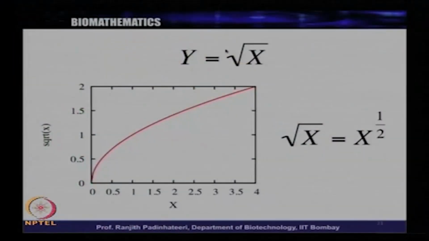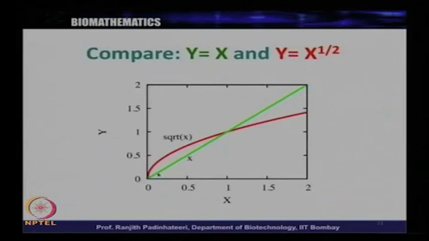Another function we use is root x. Root x is also x power half. The root x looks like this, which goes very slowly. So, let us compare root x, the square root of x, with x. The green curve is y equal to x, and the red curve is y equal to root x. If you compare them, you see that root x goes slow compared to y equal to x.